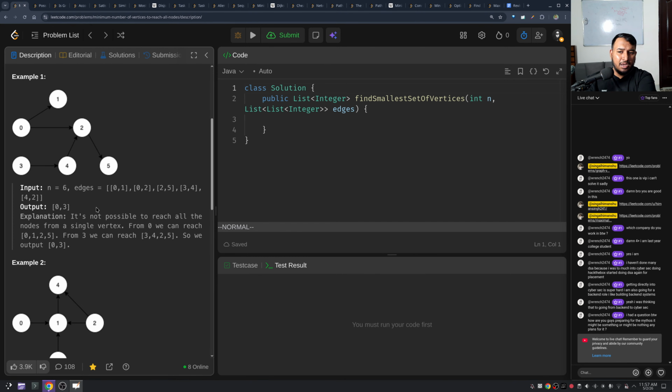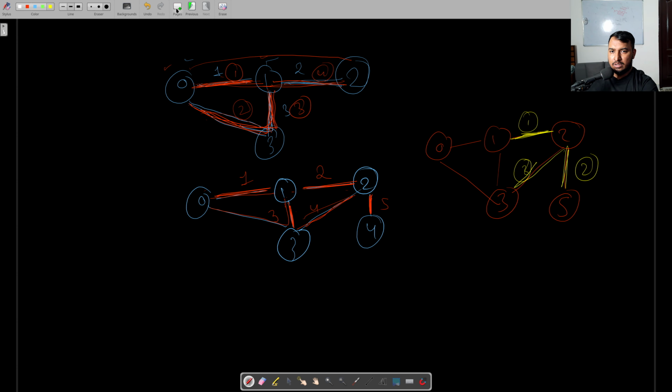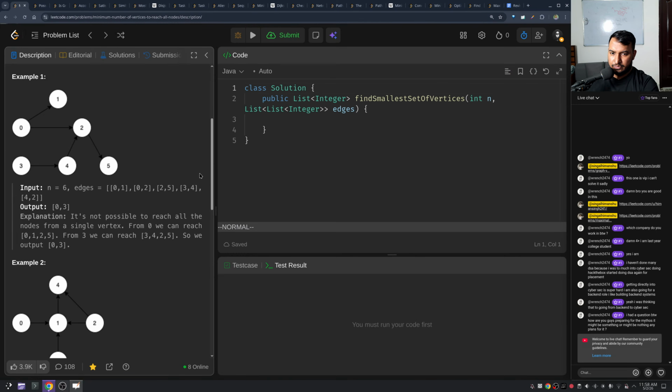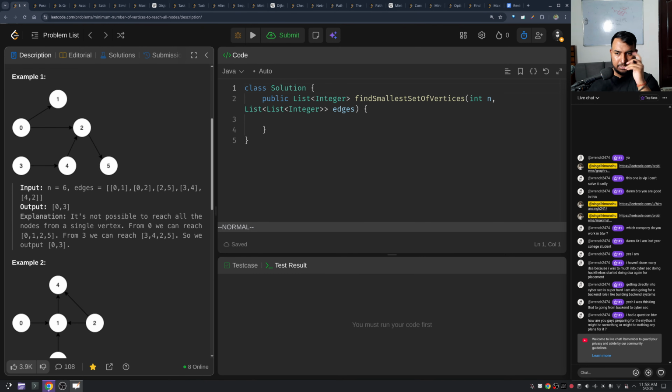This seems simple. Okay. How I am thinking for this question is something like this. So we have a 0, we have a 1, we have 2. Here we have a 3, then a 4, and then a 2, and a 5. Right, this is what we have.